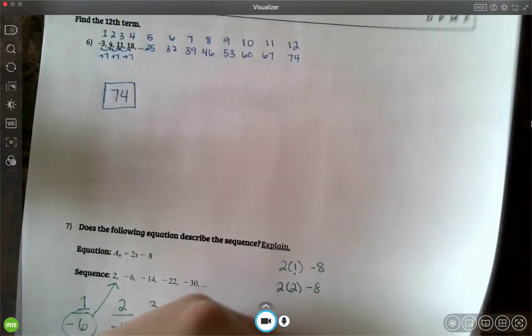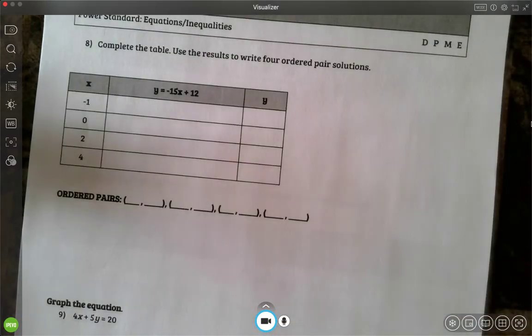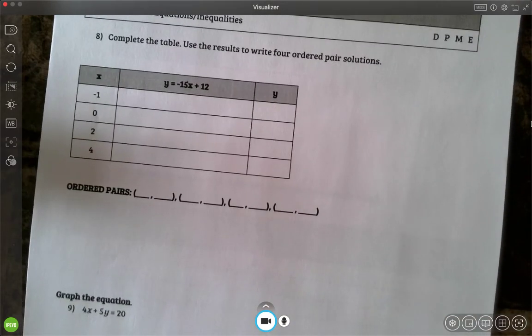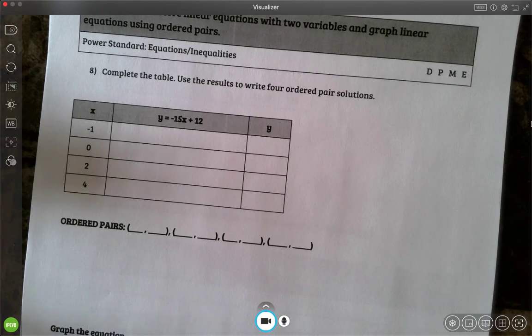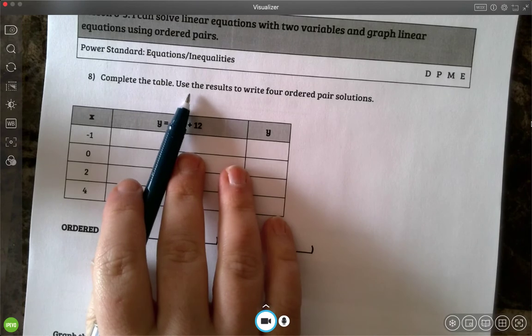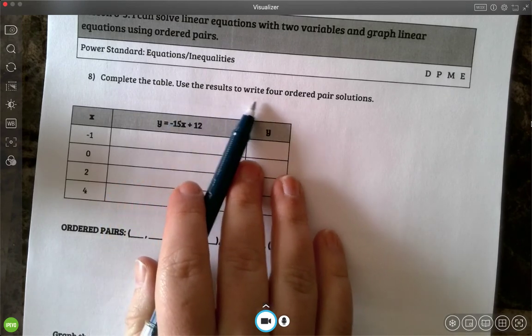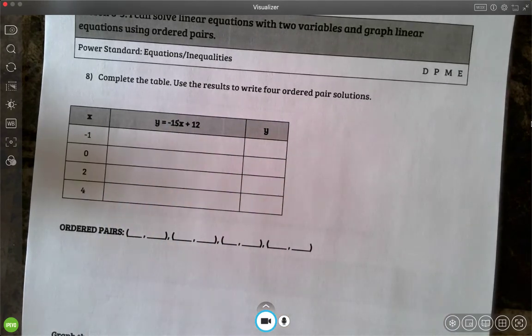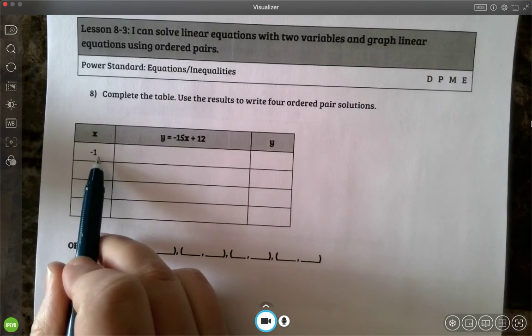Now let's look at 8-3. So 8-3, I can solve linear equations with 2 variables and graph linear equations using ordered pairs. So the first step, complete the table. Use the results to write 4 ordered pair solutions. So you have the table, you have the numbers already that you're going to plug in.